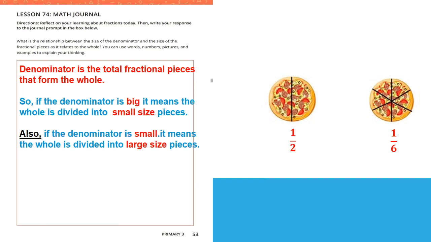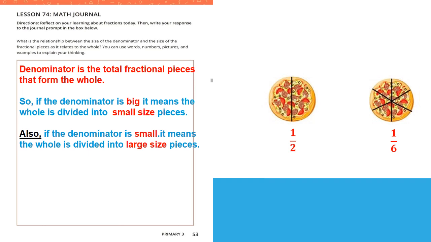Here in the denominator, 1/6. In the pizza, which is divided into 6 equal parts, the denominator here is big, but the size of each part is small, right? And the other one, the denominator here is small, it's only 2, but the size of each part is big.